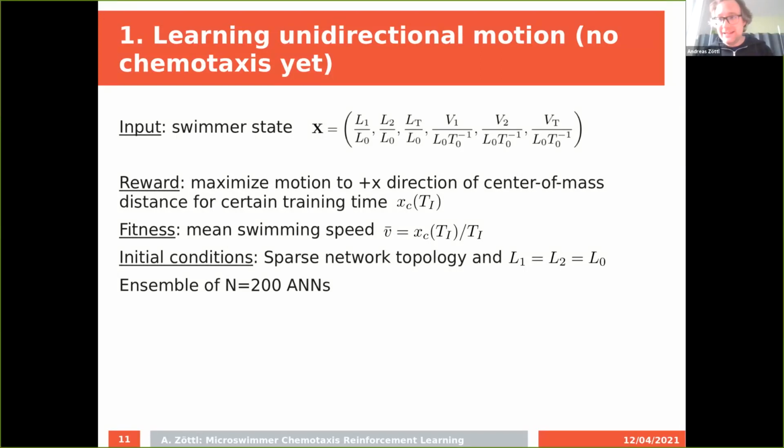So the first step, and that's exactly what I want to tell you in a moment, is when you just want to learn unidirectional motion without any chemical field, then the reward is just to maximize, for example, the plus x direction of the center of mass distance of the swimmer in a certain simulation time. That's the reward. And then we also define a fitness, which is simply the mean swimming speed. This is just the reward per time.